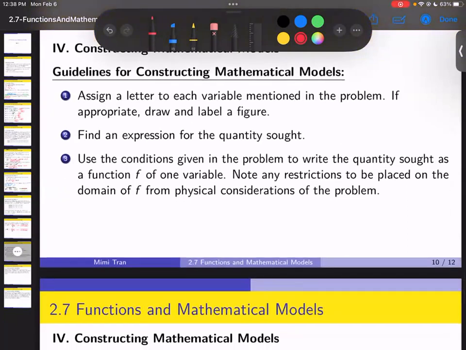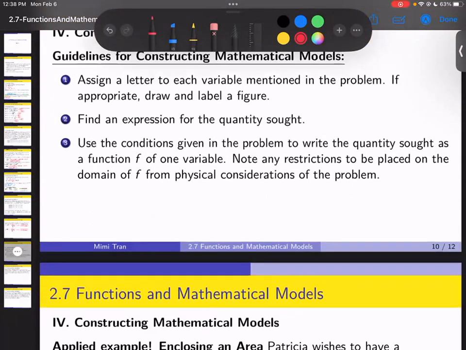Here are the guidelines. First, you're going to assign a letter to each variable mentioned in the problem. If you can draw a picture, try to draw it. If it's not a picture type of problem, then you don't need a picture. And label the figure too.